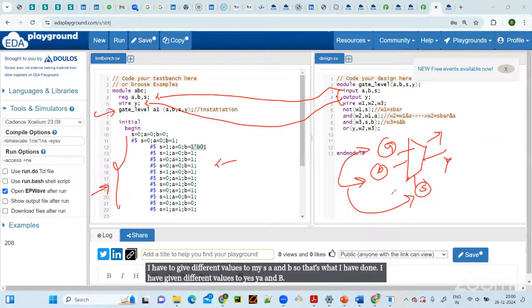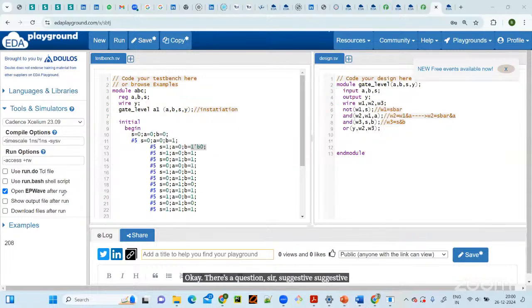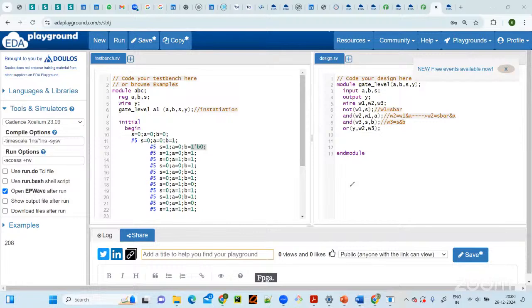There's a question, sir. Suggest a platform which will be used to simulate the FPGA and see the output. For FPGA, you can use Vivado. Xilinx Vivado you can use.